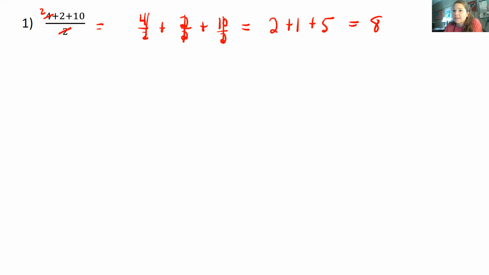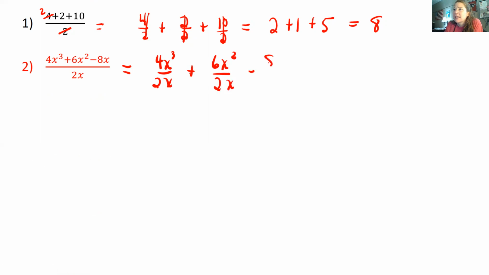So that's not correct. When we're adding unlike terms, you need to think that each of these individual terms is being divided by 2x. So we have 6x squared divided by 2x and minus 8x divided by 2x. Right? So 4 divided by 2 is 2, and x to the third divided by x to the first. Remember, you subtract those exponents, so you get x to the second. So we have 2x to the second, and we cancel the denominator.